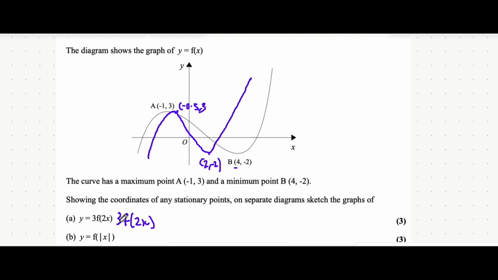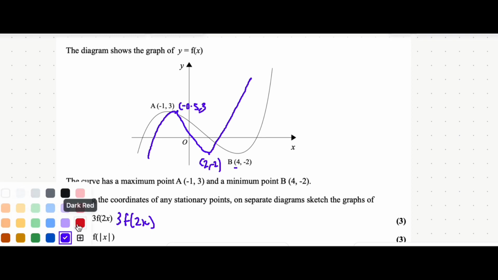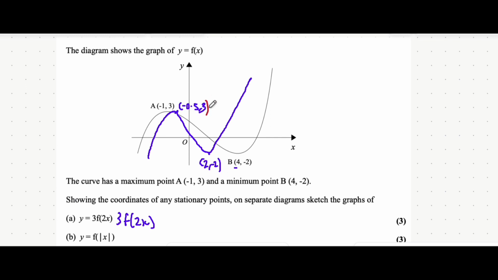Now 3f of 2x, what that does is it multiplies all the y values by 3. So now I'm just going to draw on top of this with the red pen. But instead of minus 0.5, 3, we're going to have minus 0.5, 6 because the y value is going to be doubled. Similarly, instead of 2, minus 2, we're going to have 2, minus 4. So the graph is going to be squeezed close together, but also larger in terms of y. So it'll look something like that. Hopefully that makes sense. But the main idea is just what happens to the stationary points. So they become minus 0.5, 6 and 2, minus 4. Sorry about my handwriting, but yeah, that's what would happen for the first part of the question.